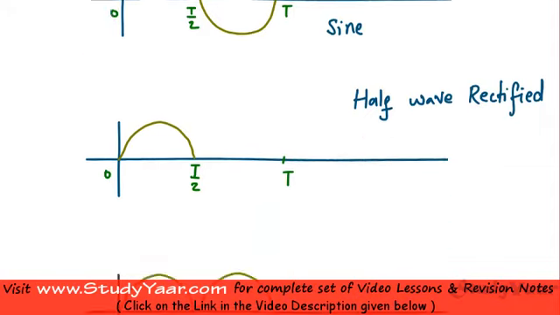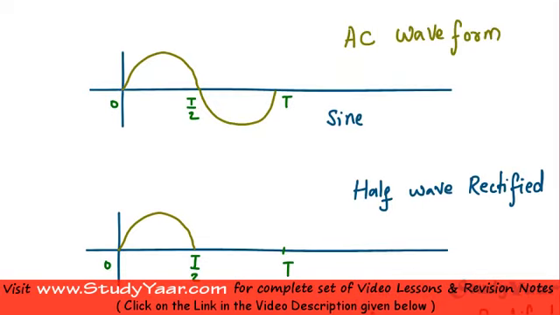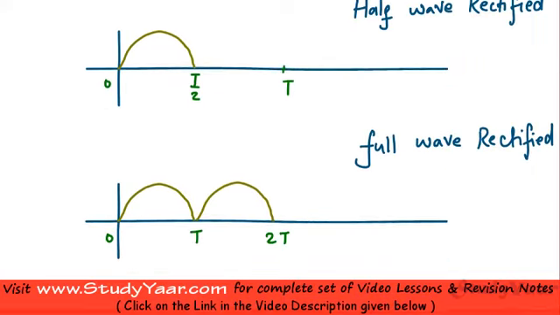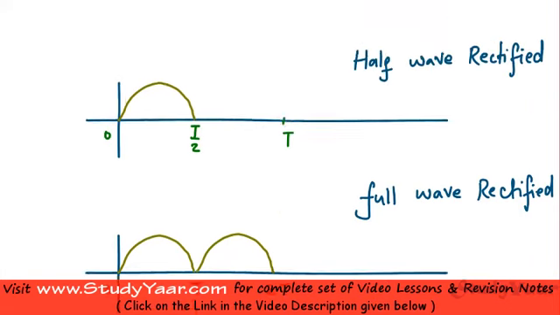Then we have a full wave rectified sine wave. A full wave rectified sine wave is simply a sine wave, but during both the halves your voltage is positive. Just see over here, in a regular sine wave during the first half your voltage is positive, during the second half your voltage is negative. In a full wave rectified sine wave during both the halves your voltage is positive. Its time period is simply going to be half of the time period of the original sine wave.